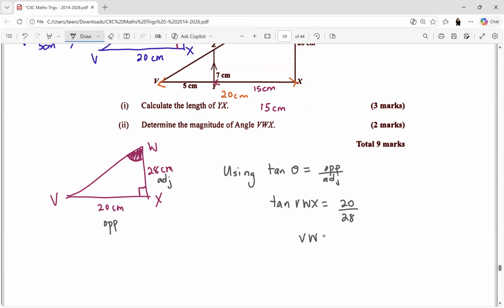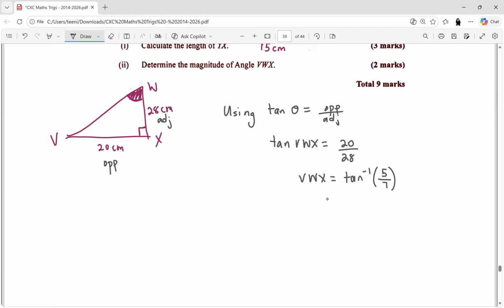So therefore, VWX will be tan inverse of 20 over 28. You don't need to do that though. You could literally just type it in your calculator. Second function, tan of 20 over 28, you'll get 35.5. So therefore, the answer, angle VWX, is equal to 35.5 degrees. I did that to one decimal place, 3 significant figures.